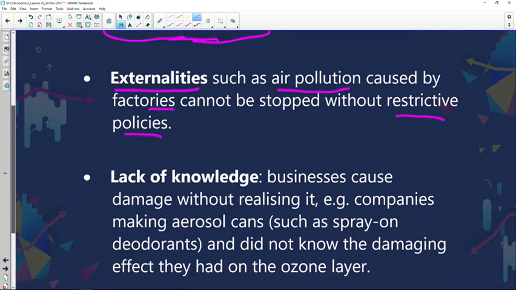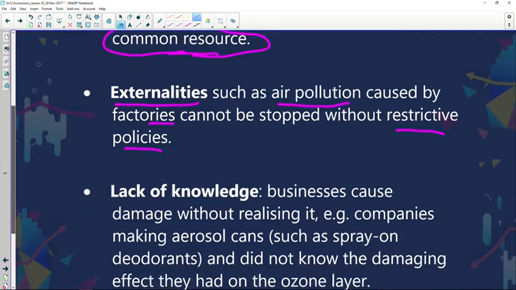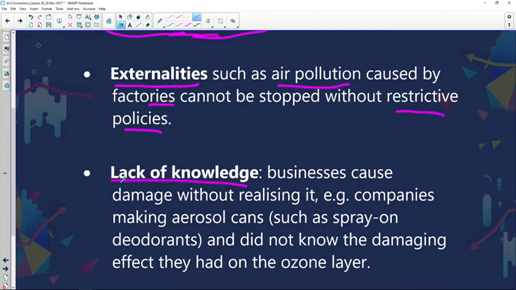Also, the lack of knowledge in terms of what can be done in order to conserve or preserve the environment, and also issues like what really causes damage to the environment. Sometimes companies are not well informed as to what really harms the environment. So businesses cause damage without realizing. For example, companies making aerosol cans, such as spray-on deodorants, did not know the damaging effect they had on the ozone layer.